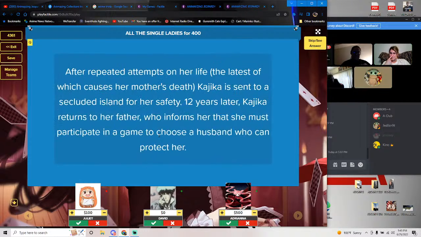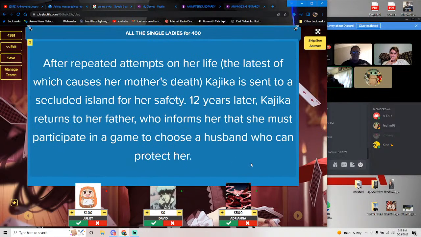Okay. After repeated attempts on her life, the latest of which causes her mother's death, Kajika is sent to a secluded island for her safety. 12 years later, Kajika returns to her father, who informs her that she must participate in a game to choose a husband who can protect her. Man, reading that again, that's some wacky shit. Okay.